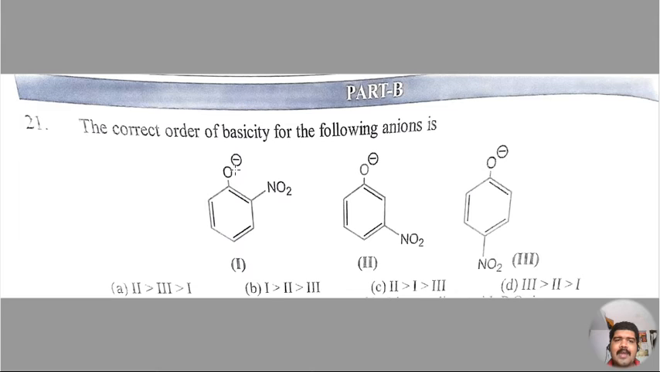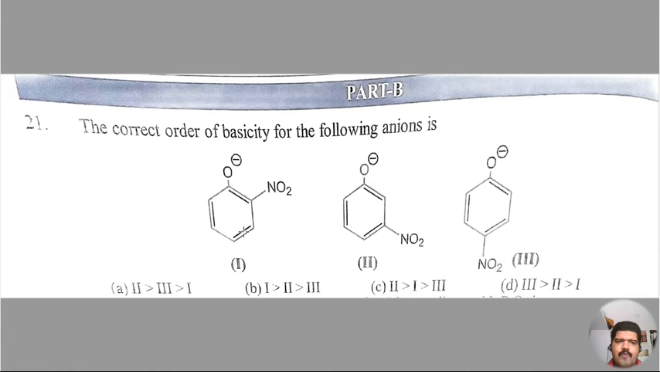O minus is an ortho para director, right? So the basicity of the phenoxide anion will be much less when you have NO2 in either ortho or para position. So the most basic compound will be 2, that is meta nitrophenoxide. So 2 will be your first one.